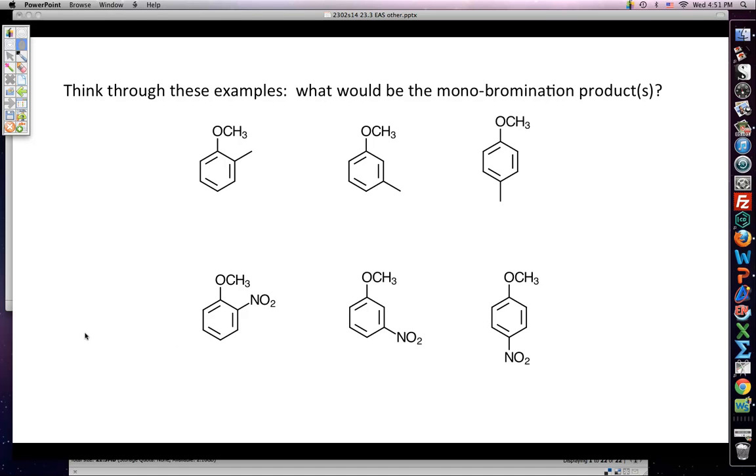Okay, so here is a list or a table of possibilities for you to think through. So go through that same exact practice that we just did on the previous slide to figure out, if I brominate this and it only brominates once, where would the mono-bromination product be? And maybe you'll see that you'll have more than one product, but definitely think through what the likely scenarios are.